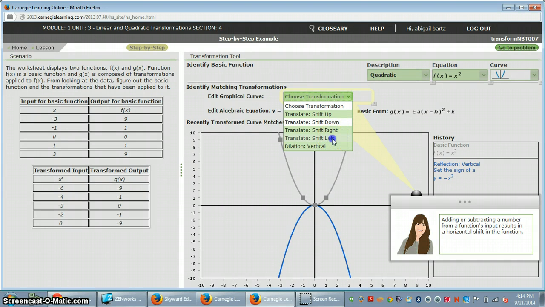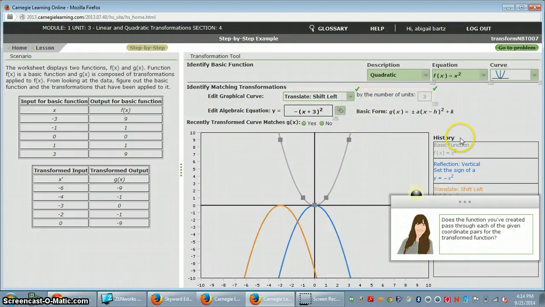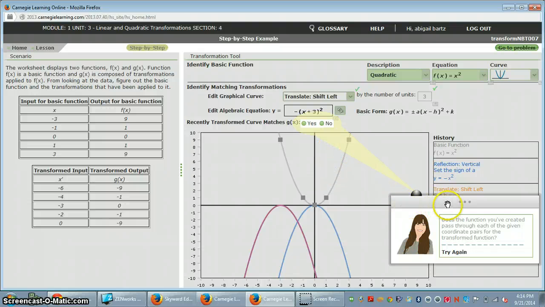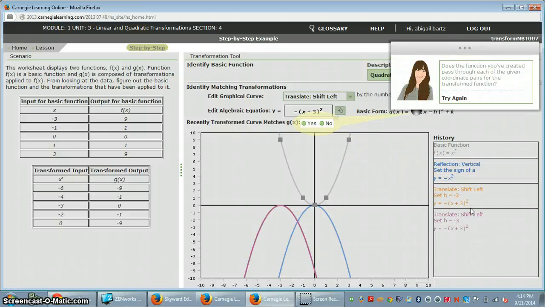Again, subtracting 3 would shift it to the left. It asks us by how many units. Well, we already saw that it was 3. And now the question is, does it match what our original numbers were? If you look at what's down here, we first took our basic function, we reflected it, we translated it. They're just repeating what happened in terms of what the picture is on the graph. And now I have to say, okay, if this is my final answer, yes or no, when I plug in this negative 6 plus 3 is negative 3 squared is 9, negative, I get out negative 9 and I say yes.